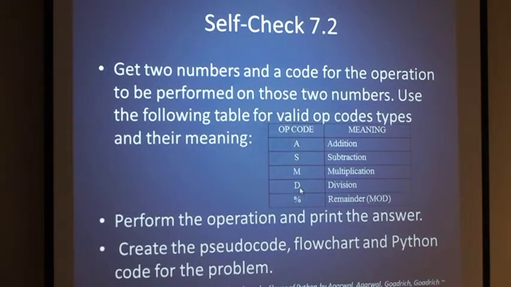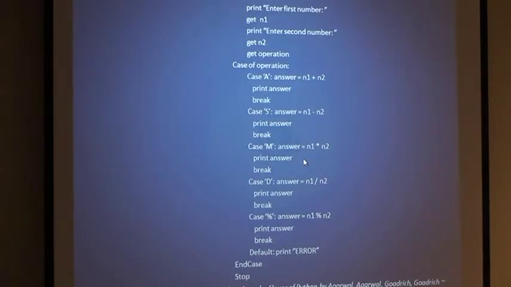M is for multiplication, D is for division, percent for remainder or mod. And we are also assuming we have two integers, not real numbers. It takes a lot of effort to generalize it to become a true calculator. Okay. So we have to write the pseudocode, flowchart, and perhaps the Python program. Let's see if that's done. I don't know if it is. We'll see in a minute.